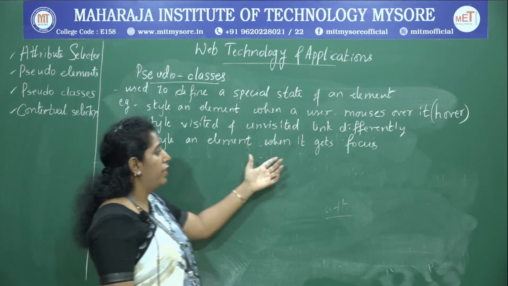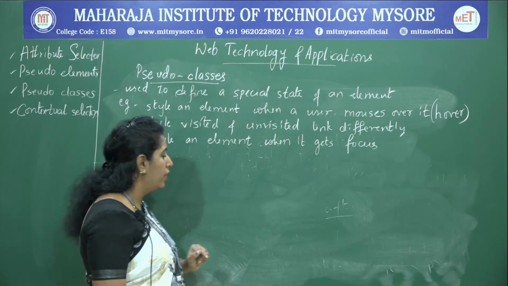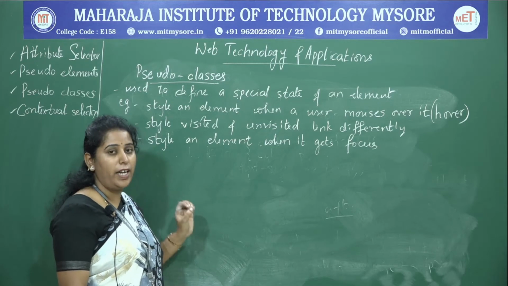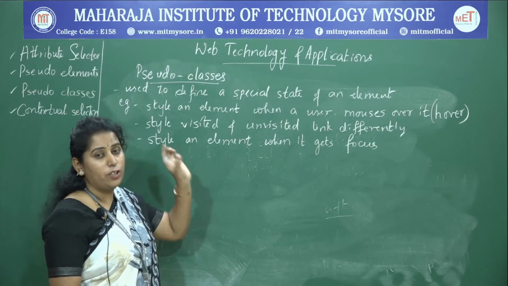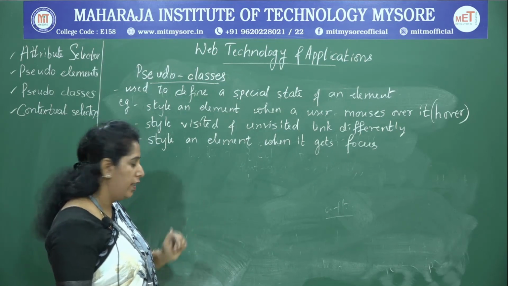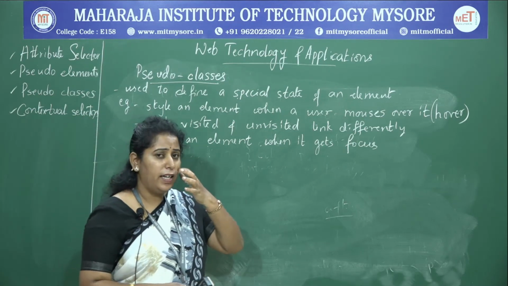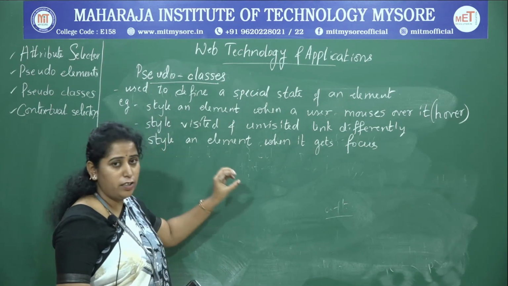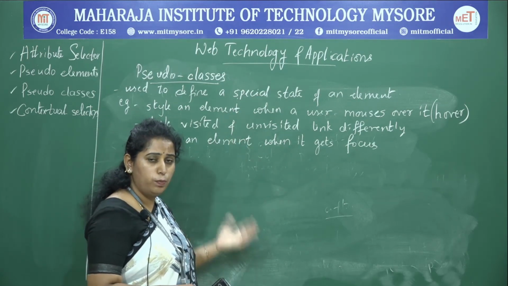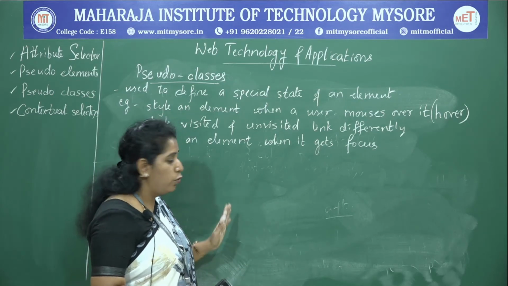Style an element when it gets focus. When you are focusing, how you can change the state. These types of changes you can do. That is the state of an element. So let me take up an example so that you can understand it easily. You can easily realize that I am talking about links only. When you visit the link, it will be turned to purple color. When it is unvisited, it is blue color.